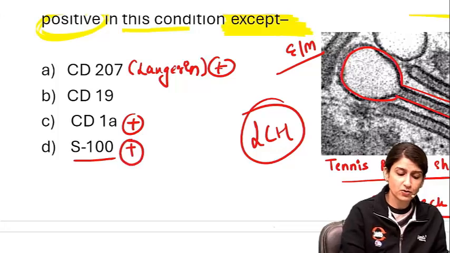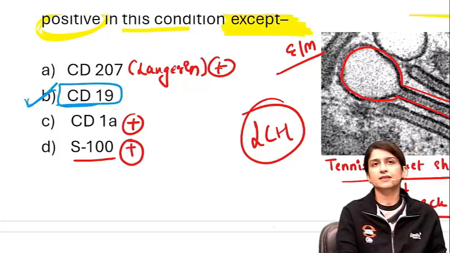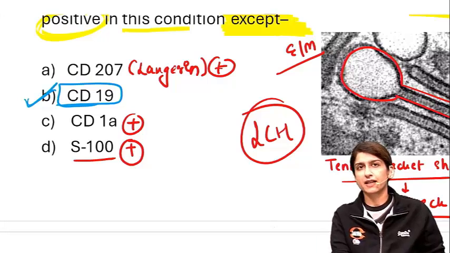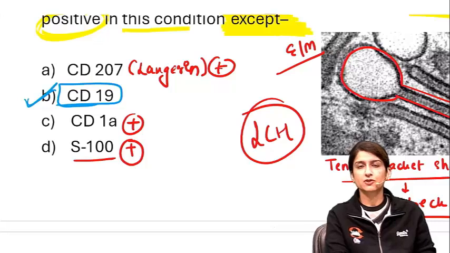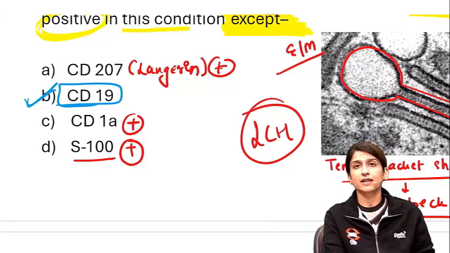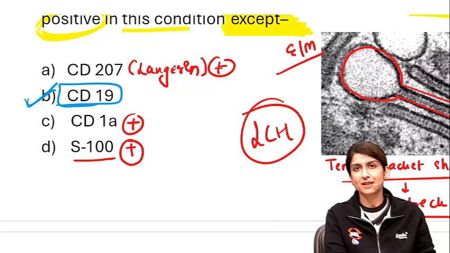So कौन सा है जो positive नहीं होता? That is CD19. CD19 is negative. 207, also called as Langerin, 1A, S100, they are going to be positive. So here exception was asked. So correct answer is going to be option B here.